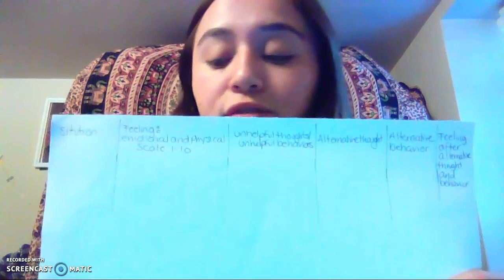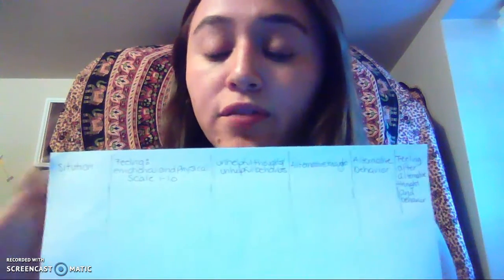So you're going to pull out your journal, your notebook, or your piece of paper, and you're going to divide your piece of paper into sections. It should look something like this. I just pulled out a piece of paper because I think it would make it easier for me to explain it to you. So your first section is going to be your situation, and I'll elaborate on that as we move on. Your second section is going to be your feelings.